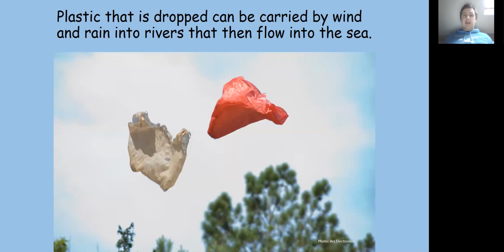Plastic that is dropped can be carried by wind and rain into rivers that flow into the sea. A perfect example of this: next time you're out for a walk or a drive, look in a hedgerow next to the road and look at all the rubbish that's in it. Hedges are put there by farmers to section up fields, but also to stop winds blowing across so much and damaging crops. The other thing that hedges now do, rather unfortunately, is catch all the rubbish that's blown around. You look at all the rubbish lying in the bottom of a hedge. It's disgusting. Absolutely terrible.